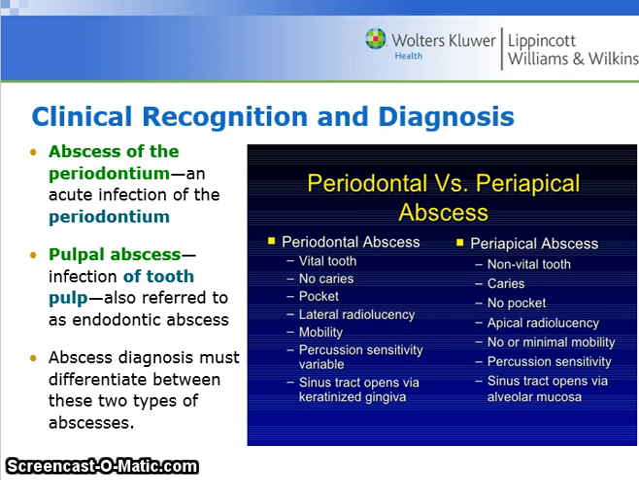Clinical recognition and diagnosis is very important, and it is important to distinguish between a periodontal versus a periapical abscess. The abscess of the periodontium is an acute infection of the periodontium, whereas a periapical abscess is caused by pulpal death, and the tooth will be non-vital. Abscess diagnosis must differentiate between these two types. The image on the right shows the characteristics of each one.